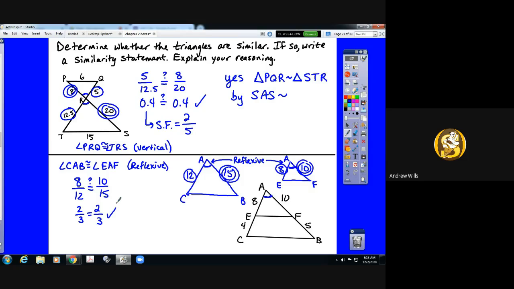So in both cases, the fractions reduce to 2/3, which means that they are in fact proportional, which means that we can state that, yes, triangle ABC is similar to triangle, and it would be AFE by side angle side similarity.